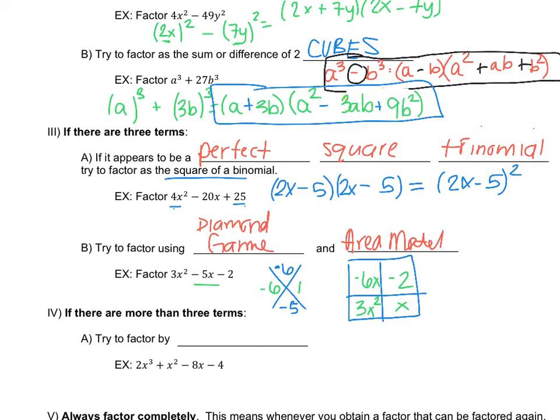Because I have a 6 and I have a 3 here, I'm going to put the 3 down along this edge rather than this left edge, because if the 3 is down here, then I can multiply by 2 to get the -6. So I'm going to have just x here, 3x here. 3x times -2 is -6x, and x times 1 is x. So then I have my factored form of this, which is 3x plus 1 times x minus 2.